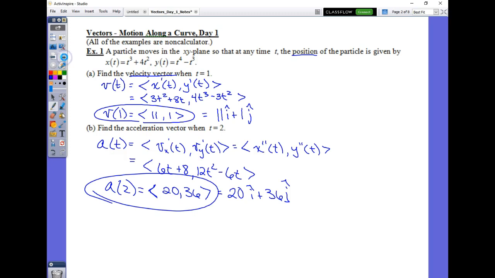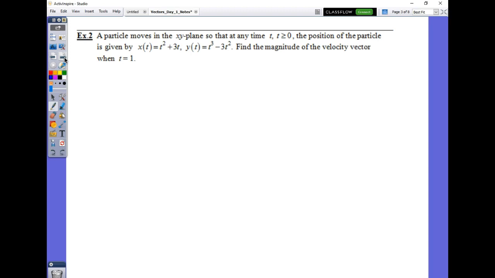All right, let's take a look at the next example. Example 2, a particle moves in the xy plane so that at any time t is greater than or equal to 0, the position of the particle is given by x of t is equal to t squared plus 3t, and y of t is equal to t cubed minus 3t squared. Find the magnitude of the velocity vector when t is equal to 1. So magnitude, what is that?